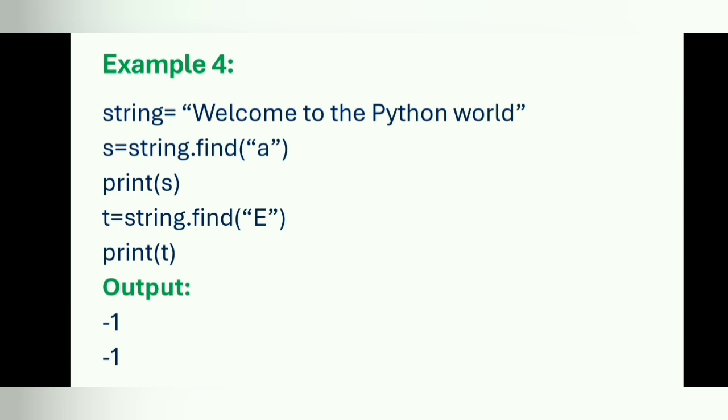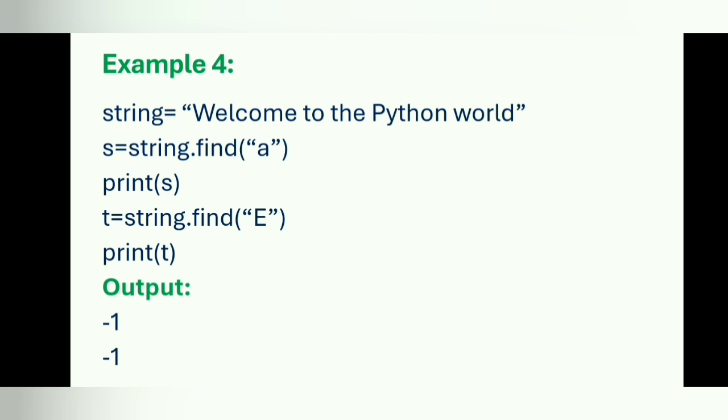Example 4. If the substring is not found, the find method returns -1. In this example, we assign the string value "welcome to the Python world" to the variable string. In the following statement, we apply the string find method to this string by passing the substring A as an argument and store the result in a variable s. Then the print statement print s prints the return value of the string find method. Here the output is -1 because the substring A is not found in the given string.